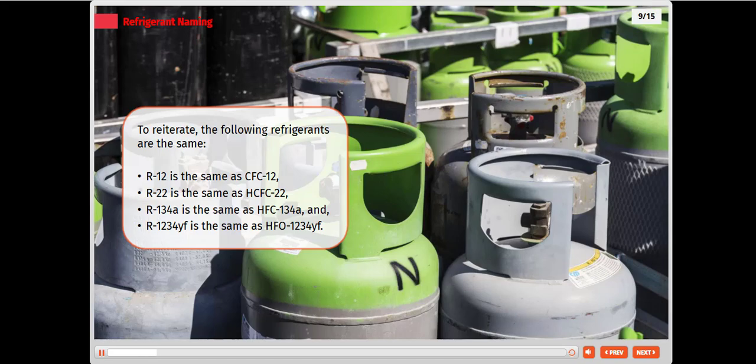To reiterate, the following refrigerants are the same. R12 is the same as CFC12, R22 is the same as HCFC22, R134A is the same as HFC134A, and R1234YF is the same as HFO1234YF.